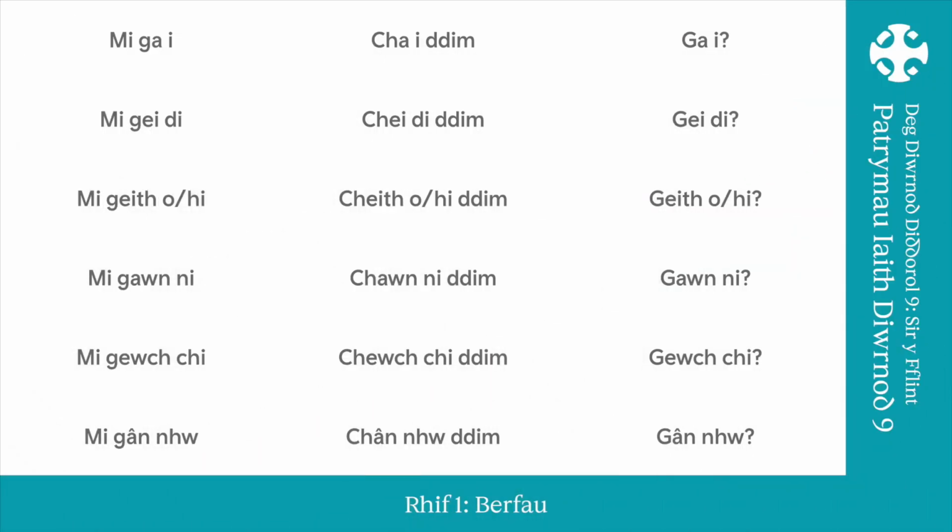Cael yn y dyfodol. Mi gai i, mi gei di, mi geith o, mi geith hi, mi gawn ni, mi gewch chi, mi gân nhw. Chai ddim, chei di ddim, cheith o ddim, cheith hi ddim, chawn ni ddim, chewch chi ddim, chân nhw ddim. Gai i, gei di, geith o, geith hi, gawn ni, gewch chi, gân nhw.